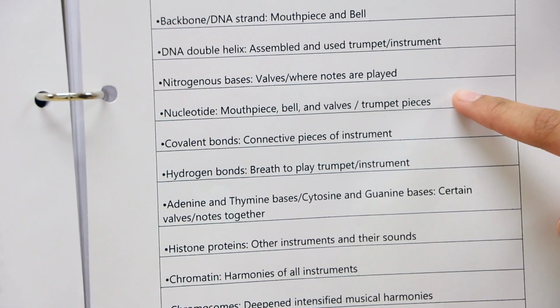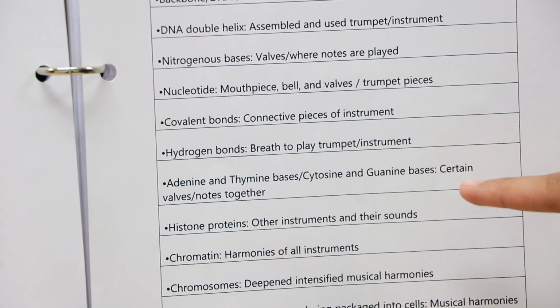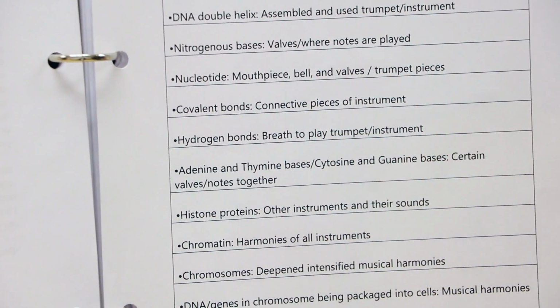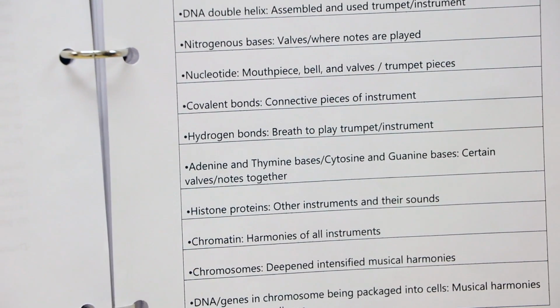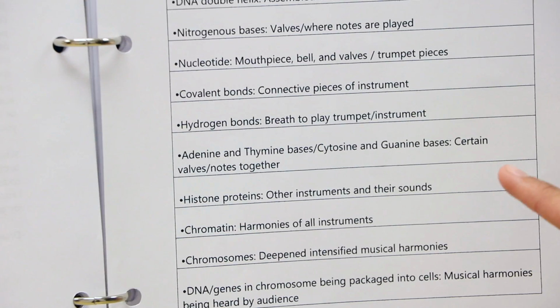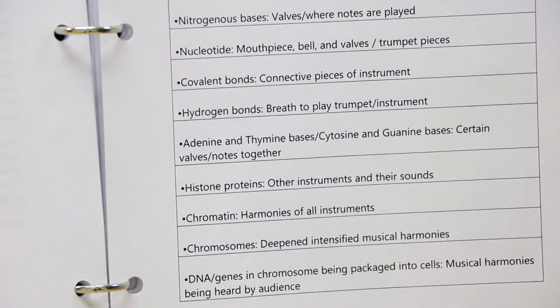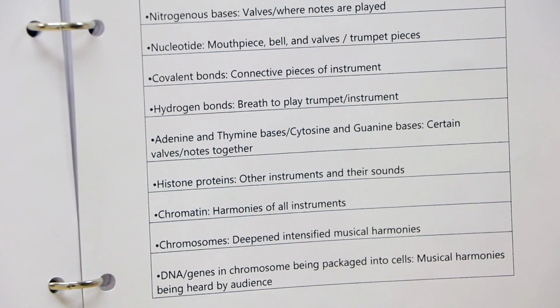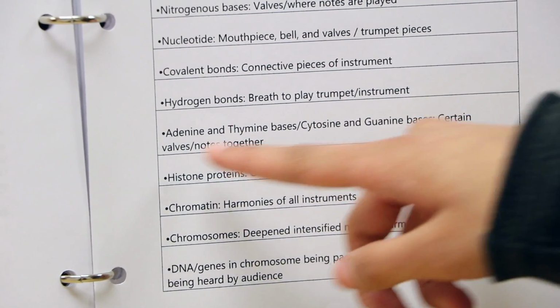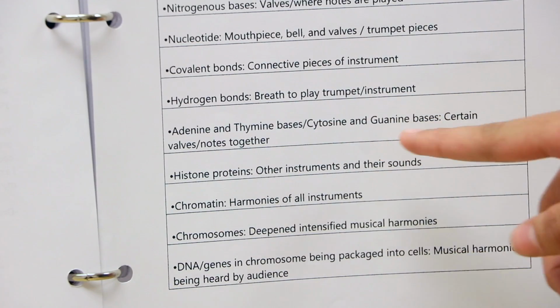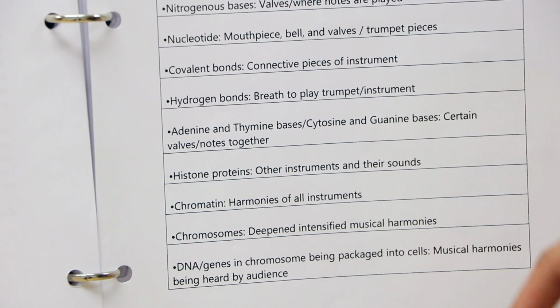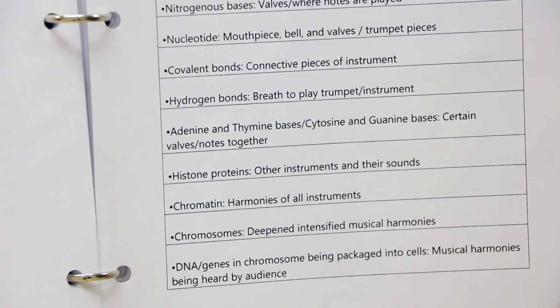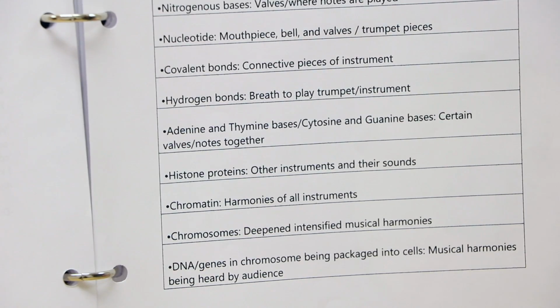The nucleotide would be compared to the mouthpiece, bell, and valves together because with the previous analogies, that's what it would be together. And the covalent bonds are the connective pieces of the instrument because it holds it together. And the hydrogen bonds would be like your breath to play the trumpet or instrument. And then the nitrogenous bases, adenine and thymine, and cytosine and guanine, those are the certain valves or notes that go together. So that shows how A and T go together and C and G go together and all with each other. Just like how on a trumpet, you wouldn't play certain notes with others.